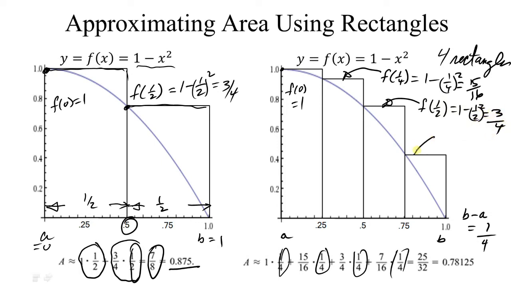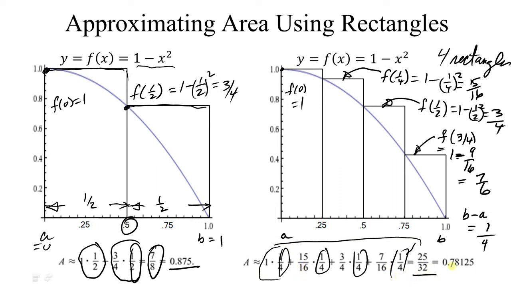And finally, the height of the fourth rectangle is f at 3/4, which is equal to 1 minus 9/16, which is equal to 7/16. So looking down here, the sum of the areas of the different rectangles, we sum them all up and we get 25/32.